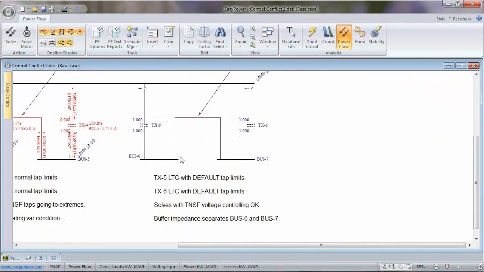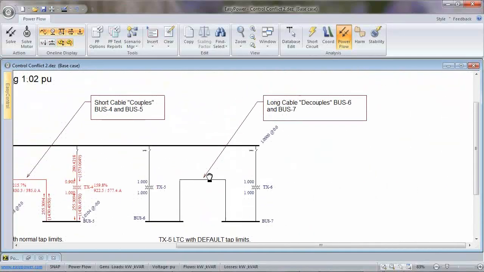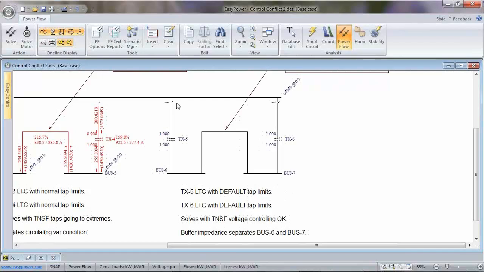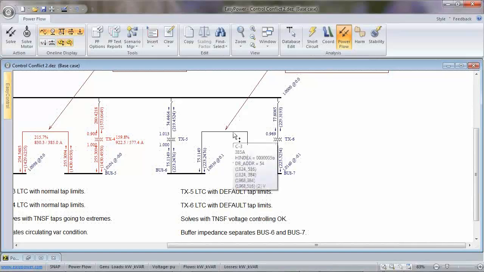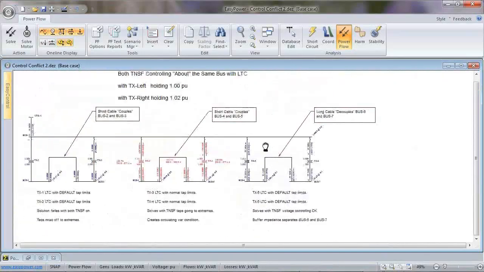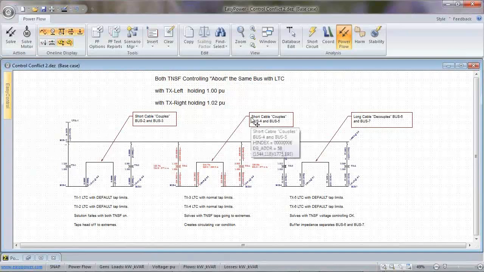Now, if we decoupled these transformers by putting in a long cable or a significant amount of reactive impedance, we'll discover that they will do their job, and then the flow will be limited over this branch. Yes, this is going to go to nearly 1.02, and this is going to control to nearly 1, and you can see how the taps are not fighting each other as much if you decouple this with a large impedance. Okay, so that's transformers fighting each other. So we looked at generators and transformers with a control conflict, generators and generators, and transformers and transformers.